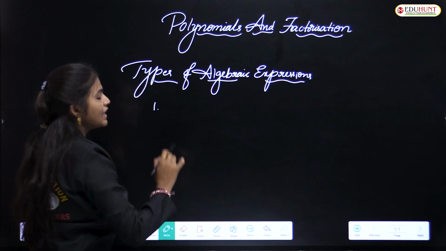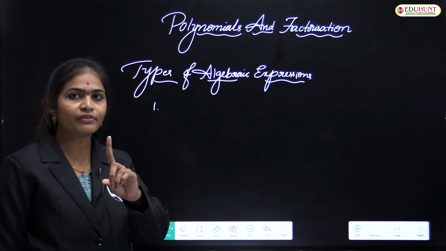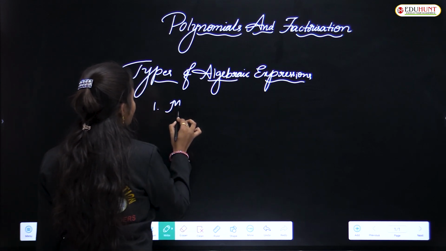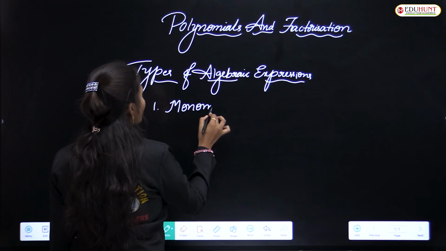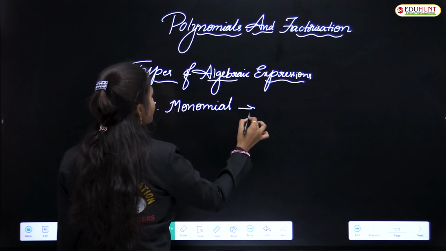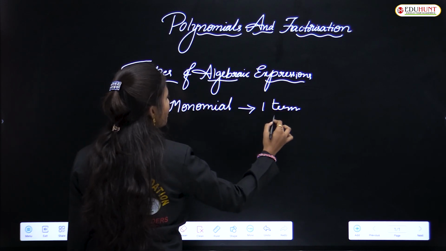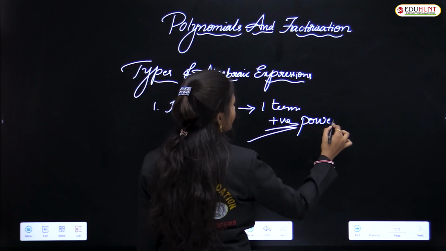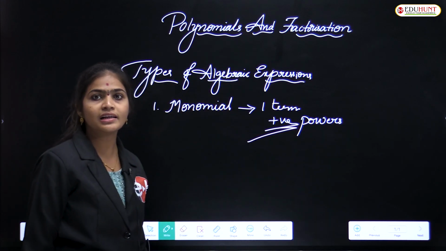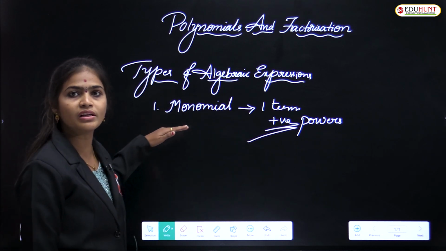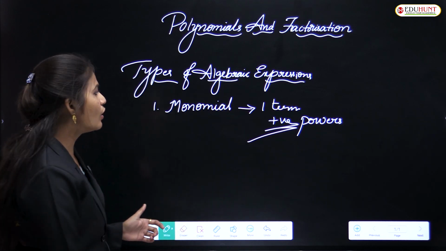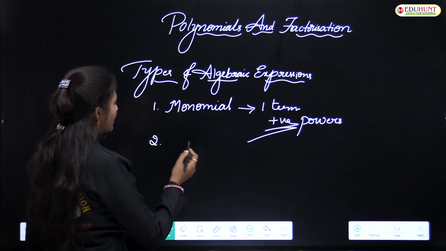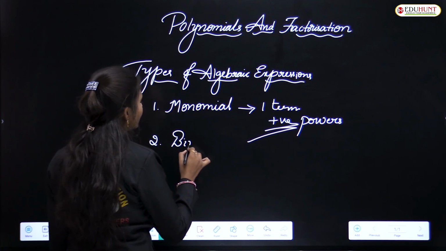First one: an expression which contains only one term, we will call a monomial. Here I am saying only one term, no, and its powers also must be positive powers. That term should have positive powers, then only we will call it a monomial. Okay, so an expression which contains two terms is called a binomial.